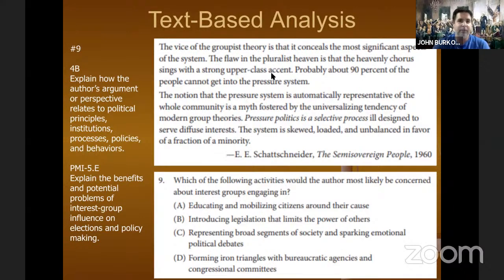The idea that the upper class will use pluralism as a way to get their interests through at the expense of the majority. And limiting the power of others could be something that could trigger others. There could be more resistance to that. But this iron triangle, that is a political reality, and that's a major consequence of these interest groups and these congressional committees and bureaucratic agencies.